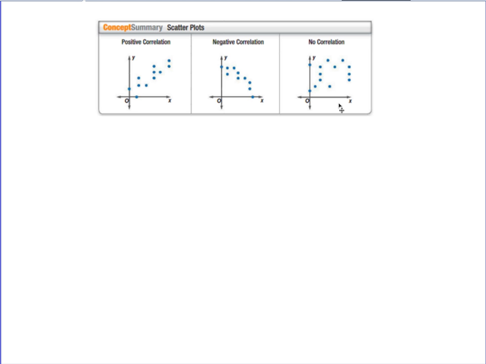All right, and then no correlation is when the dots are kind of all over the place. They don't really all go up, they don't really all go down. They're just kind of all over the place. They don't really have a pattern, and so that's no correlation.